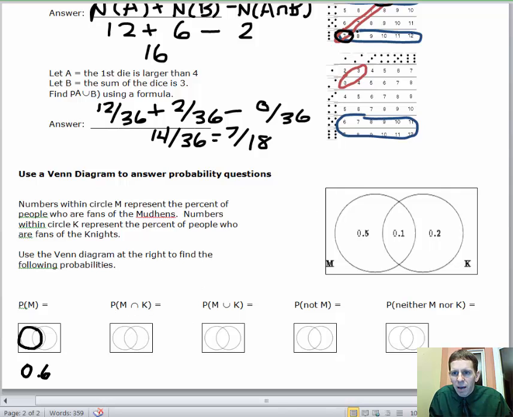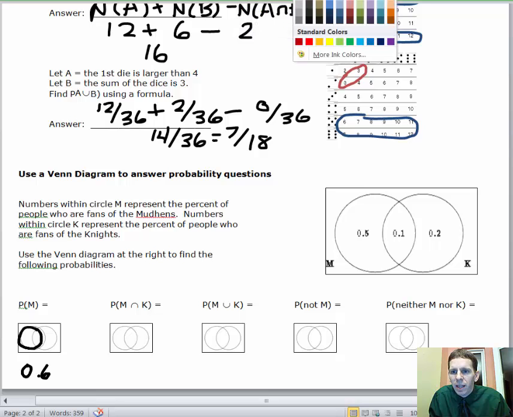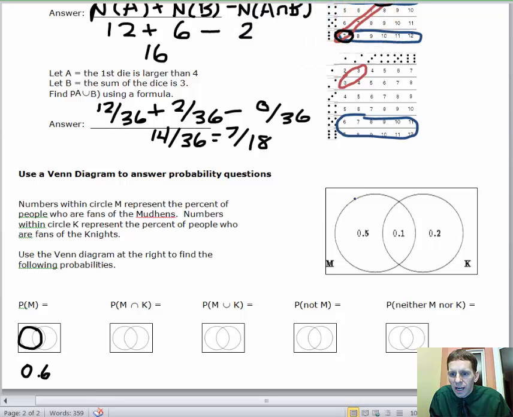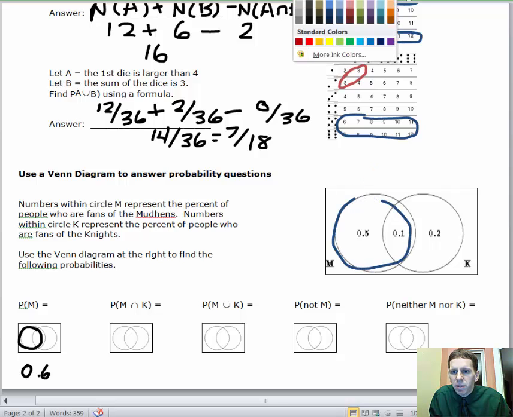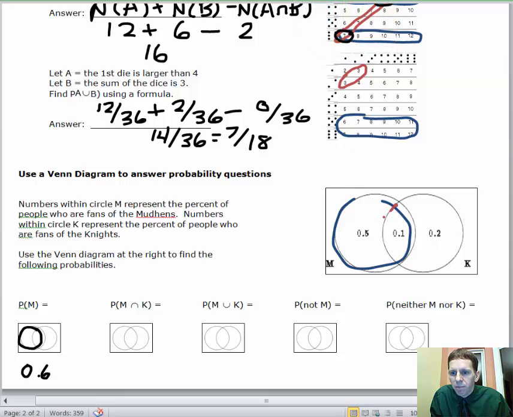The probability of M and K is basically anybody that's inside circle M and circle K. So you have to be inside this big blue circle right here, and you've got to be inside this big red circle right here. Now who's inside both of these circles? Well, not the 0.5, they're not inside the red circle, not the 0.2, they're not inside the blue circle, this 0.1. So the region we're looking for is this region, right in here, and we'll call that 0.1.